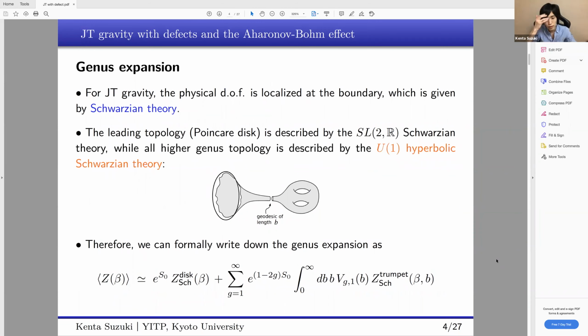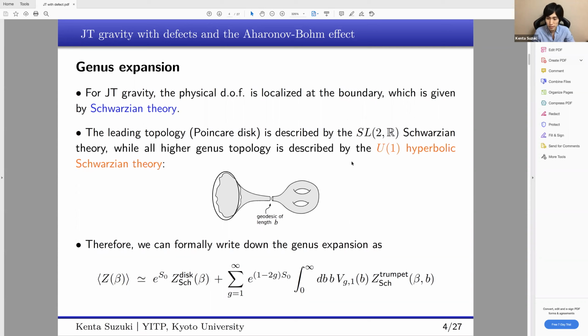So as we saw in the previous page, for JT gravity, the physical degree of freedom purely comes from the boundary term. And this boundary term can be written in terms of the Schwarzian action or Schwarzian theory. So we can actually decompose higher genus contributions into two pieces. The leading topology was the Poincare disk, which is described by SL2R Schwarzian theory.